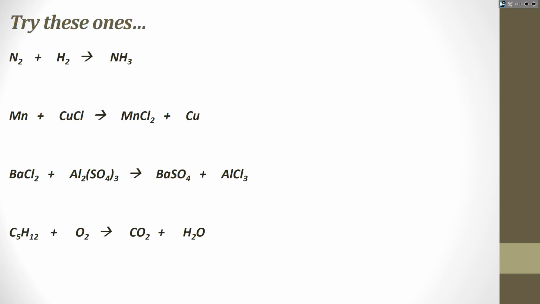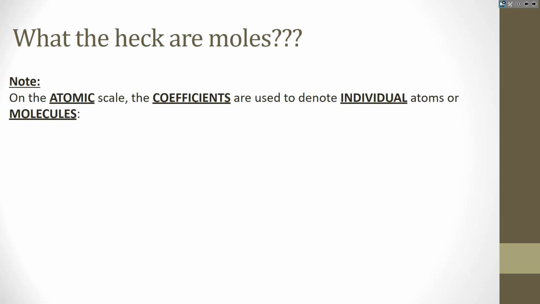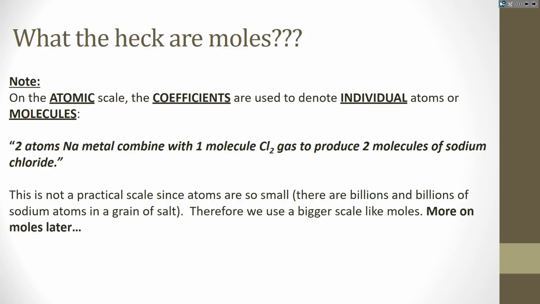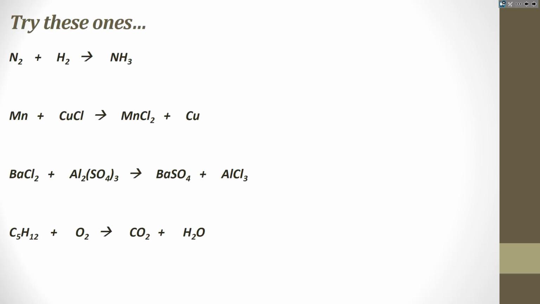Now, what does all this mean? Well, on the individual scale, these coefficients are usually talking about atoms or molecules. But because atoms and molecules are so small, we end up dealing with huge numbers of them, because 1 atom of sodium is not measurable, or even 2 atoms of sodium for that matter. This isn't a practical scale, because a grain of salt has billions of sodium atoms. So we need a much bigger scale like moles, and we're going to get back to moles later. Now let's go back to the balancing.